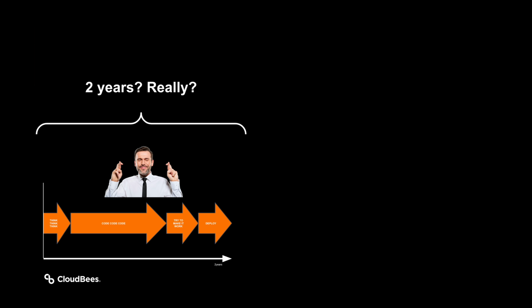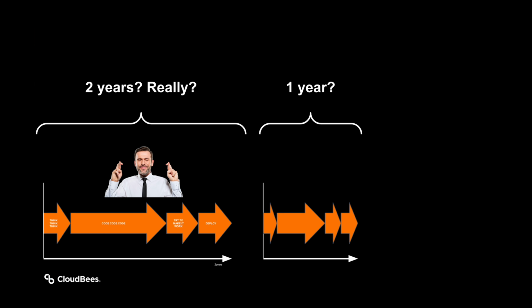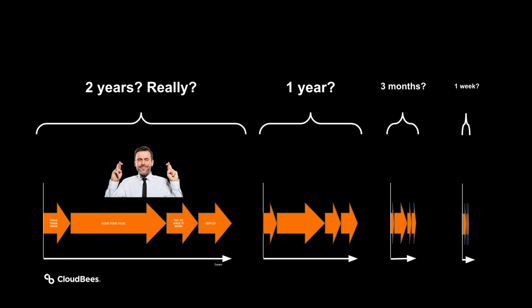Well, so maybe we could improve that. What if we were to do it faster? That is, with shorter release cycles. What if instead of deploying our application every 2 years, we were to do it, I don't know, every year, or maybe every 6 months, or maybe every 3 months? Why not every week or every day? Well, that's a good idea.